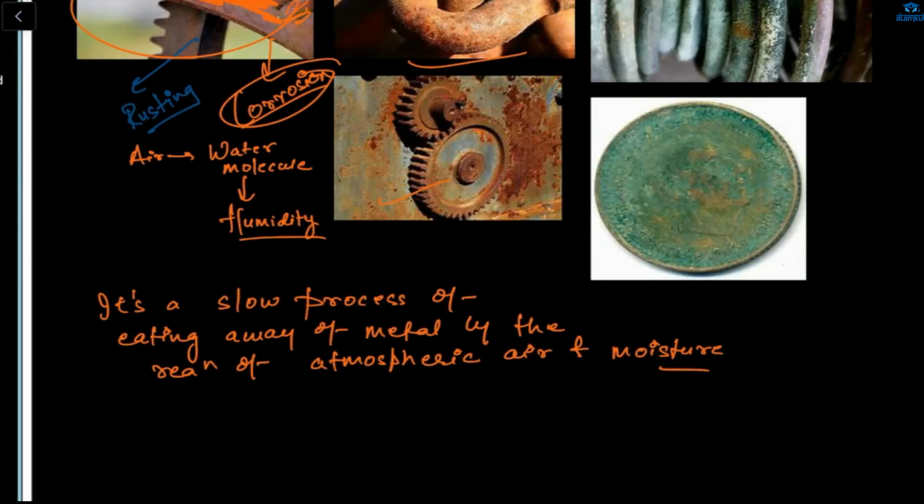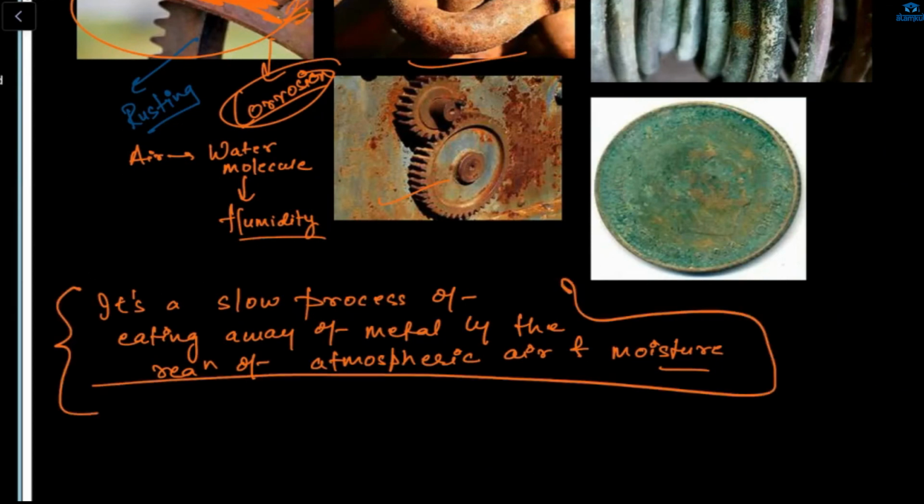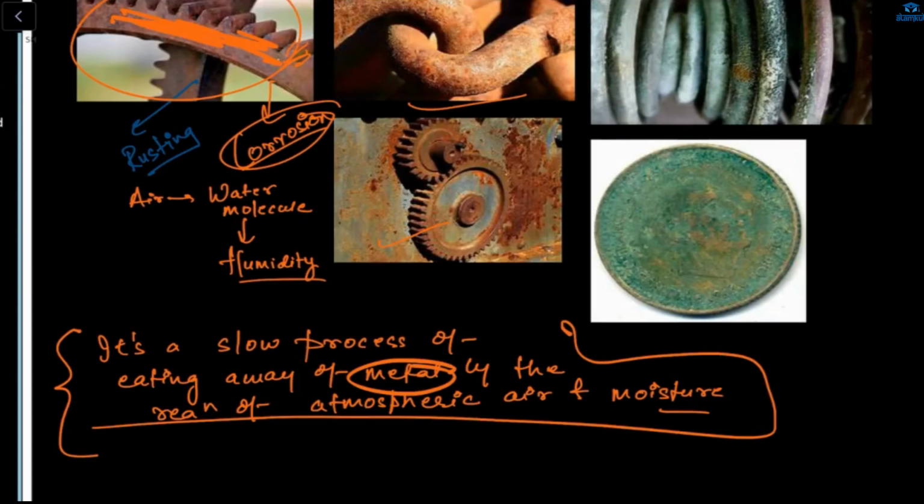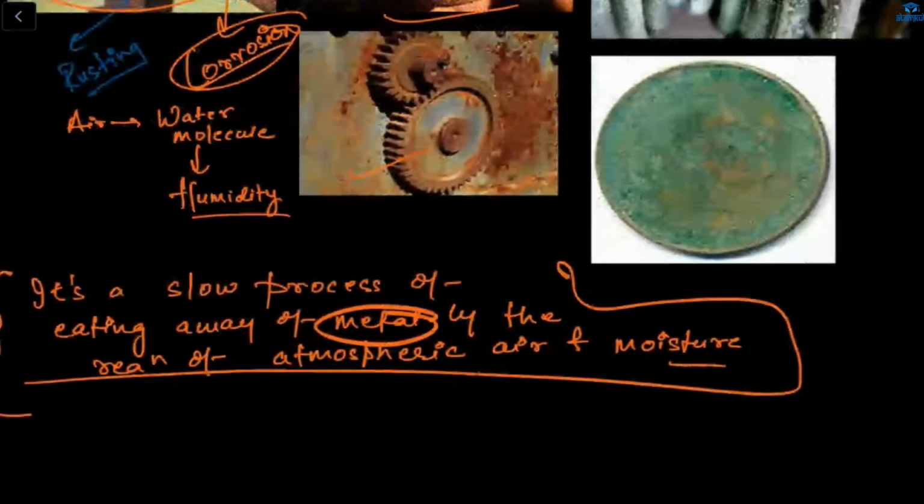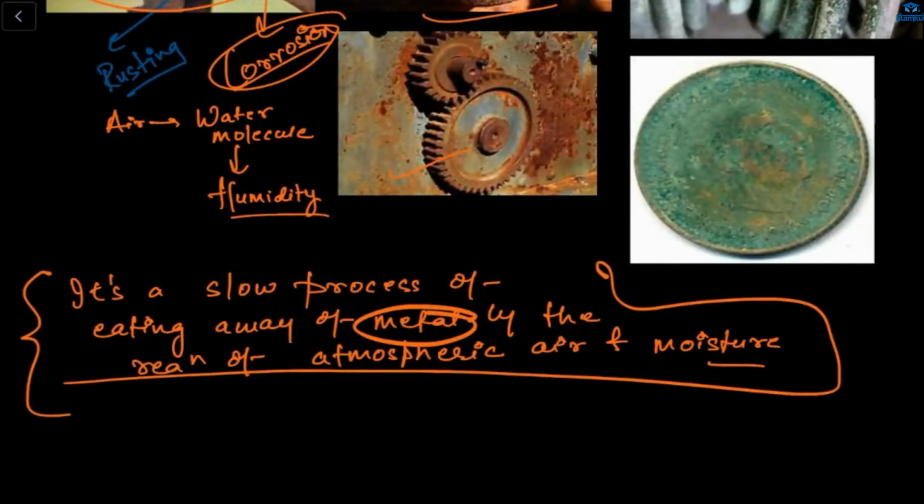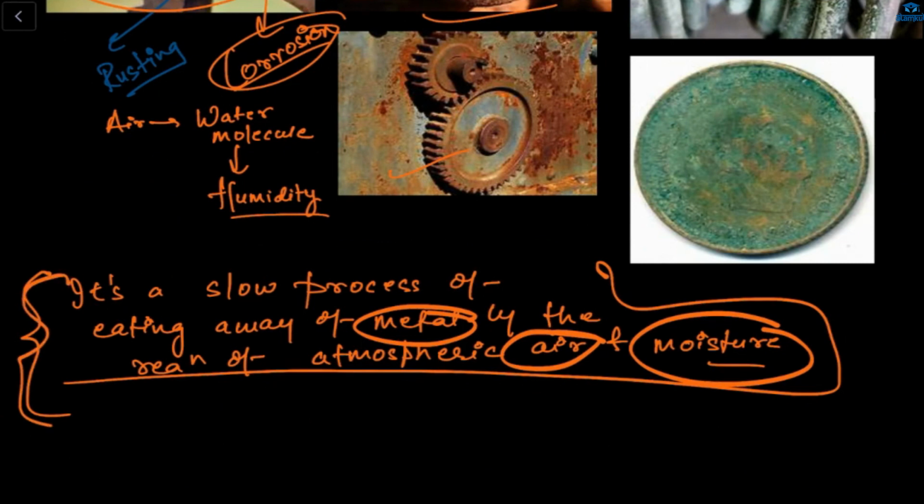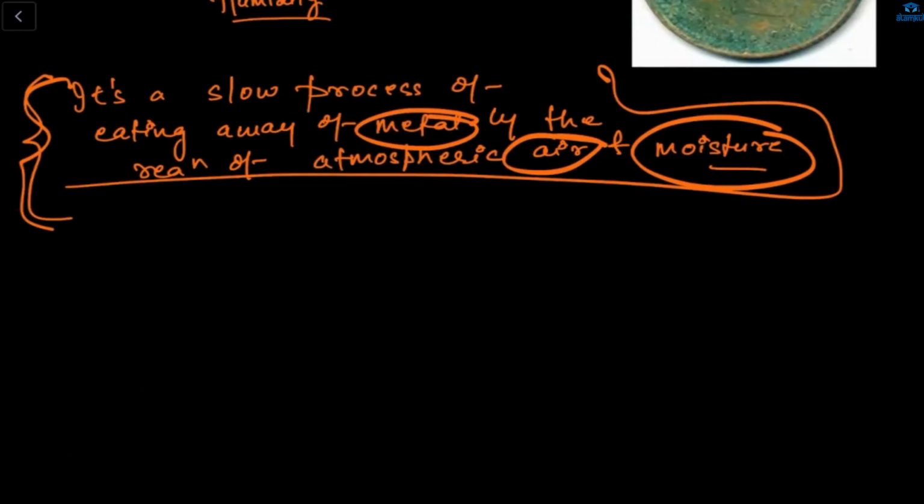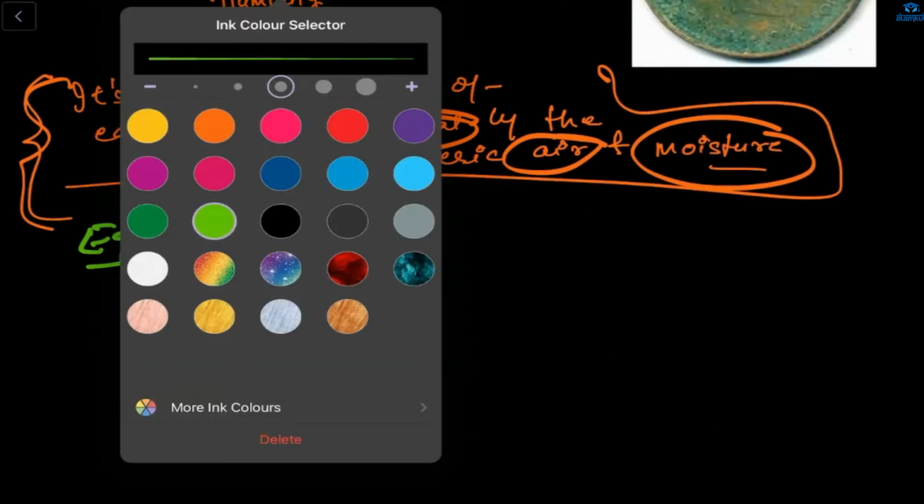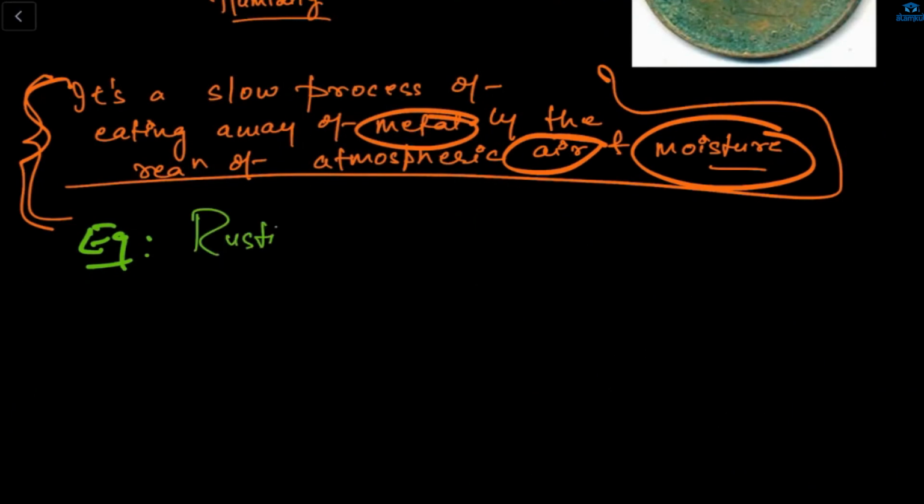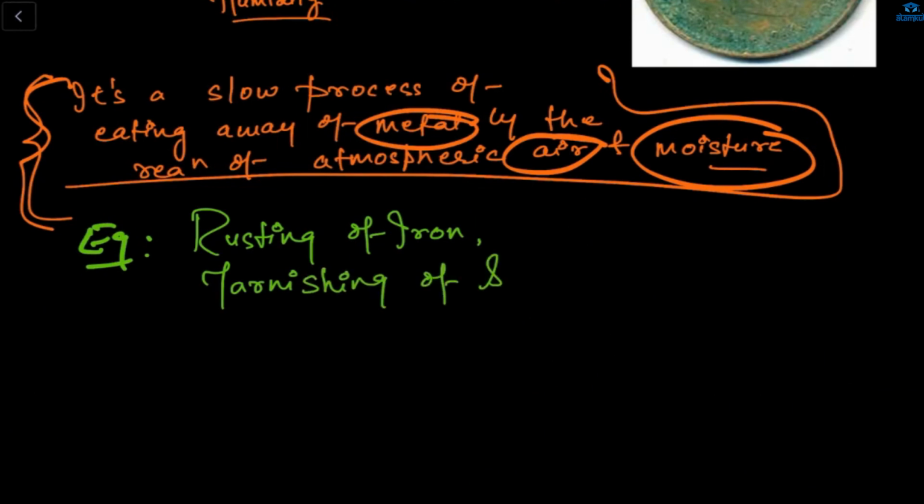Okay, and this is the definition. It's a slow process of eating away of metal by the reaction of atmospheric air and moisture. Means air and humidity or water molecule is eating my metal. So this is a slow process, and this process is known as corrosion. Here the examples of corrosion are rusting of iron, tarnishing of silver, formation of green coating over copper.